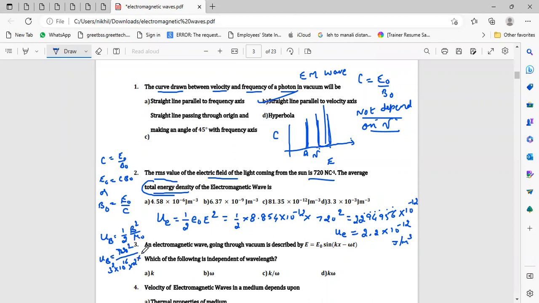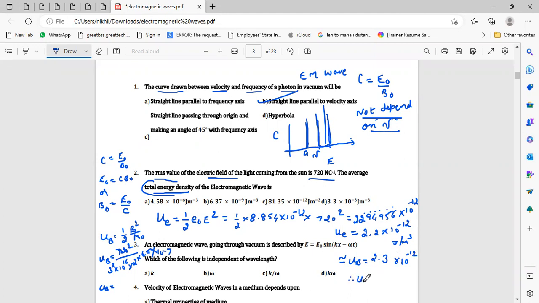You know that mu naught by 4 pi is 10 power minus 7. So mu naught value is 4 pi into 10 power minus 7. So this energy, if you calculate, is going to be approximately 2.3. It is also close to the electric energy, the magnetic energy is 2.3 into 10 raised to minus 12.